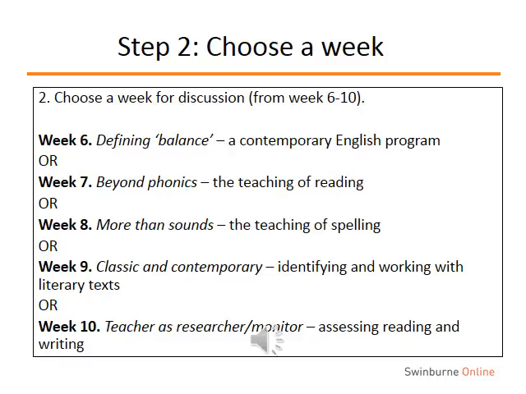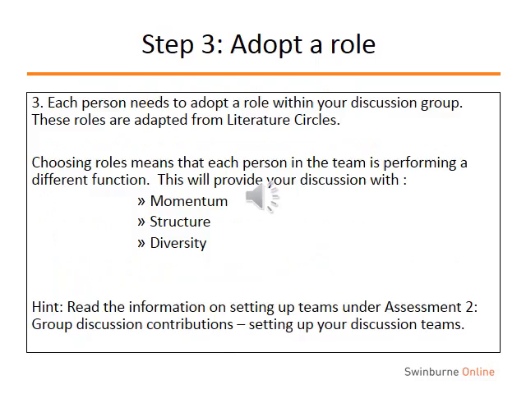Now I find all of those topics really interesting, and I'm really looking forward to hearing where the discussion goes. Step 3. Adopt a role. Each person in the group needs to adopt a role. These roles are adapted from literature circles. Each person in the team will be performing a different function. So your discussion will be provided with momentum, structure and diversity.